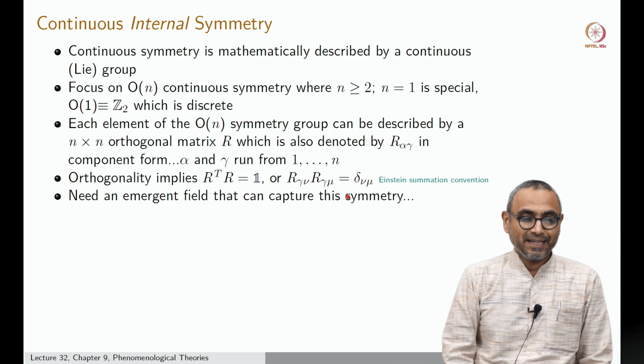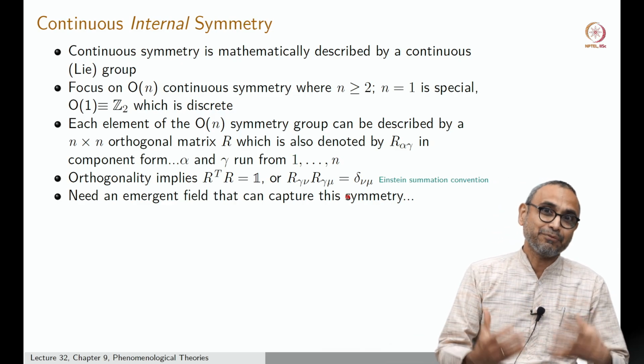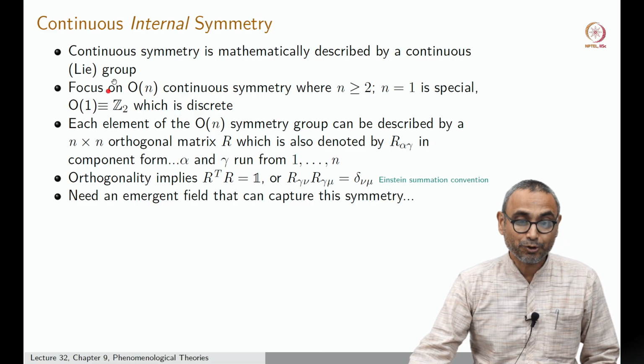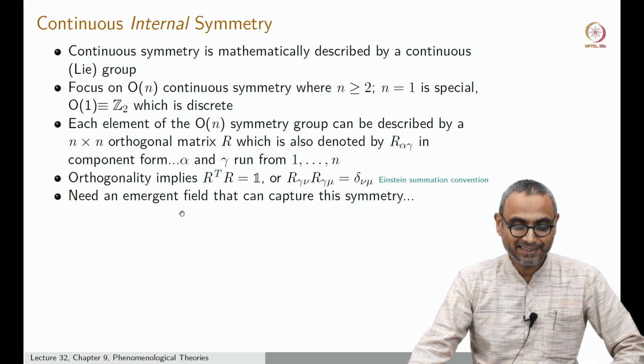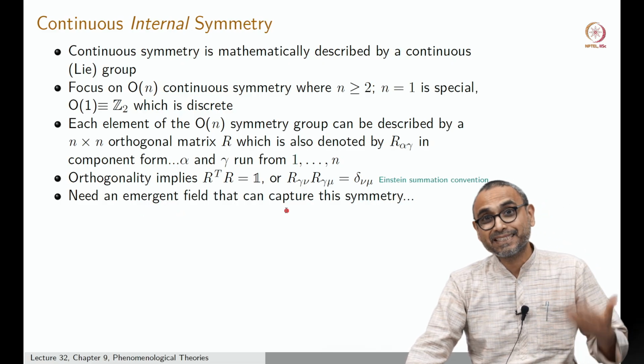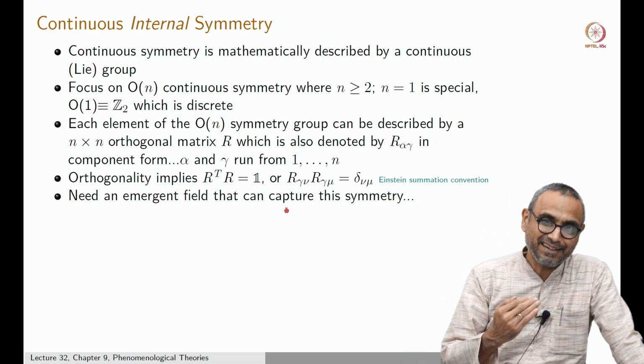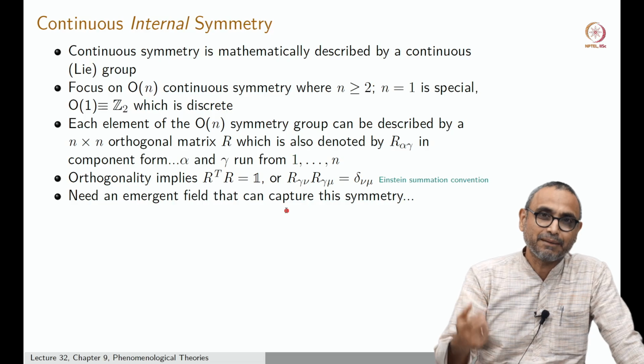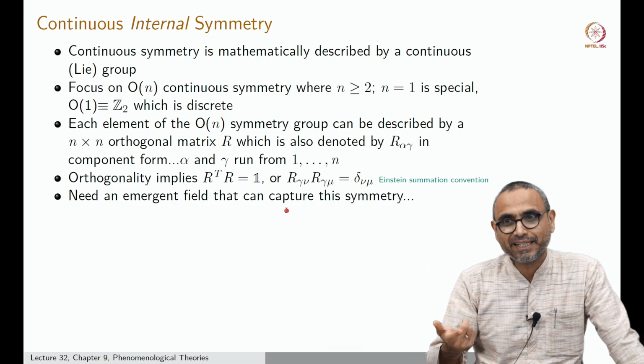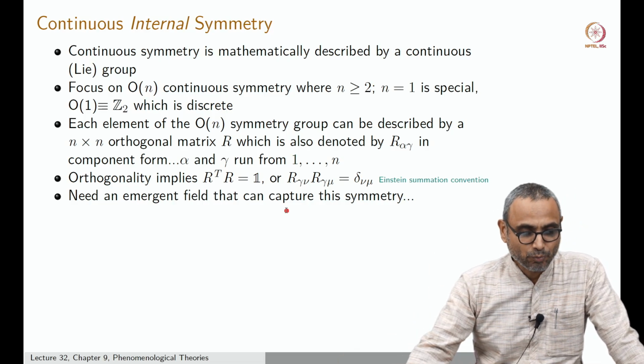Okay. Now what we need is, we have identified a symmetry and we know how to describe the symmetry using matrices. So what we need is an emergent field that can capture this symmetry. That means when I hit this symmetry operation on that emergent field, it will transform in a certain way, right? So this is what we need.